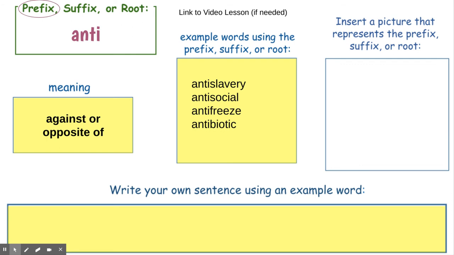Okay, now you are going to fill in your application sheet. So if you rewatch this video, again, anti means against or opposite of. We went over several example words. You're going to insert a picture that represents anti to you, and then you're going to write your own sentence using either one of these example words or another word that uses anti.